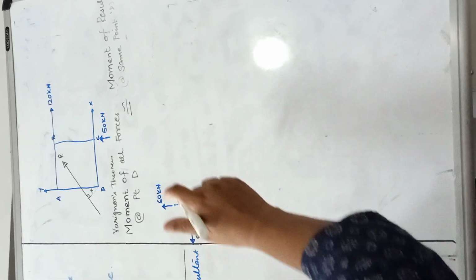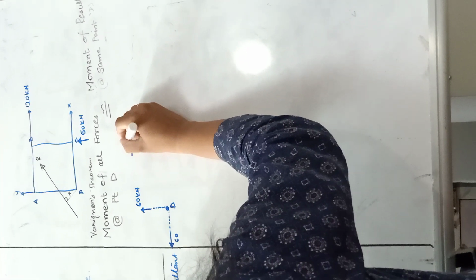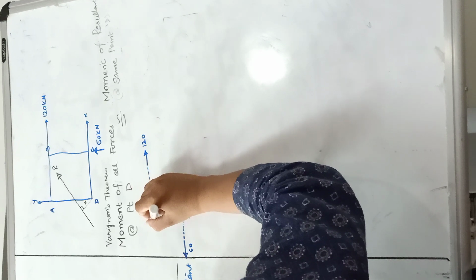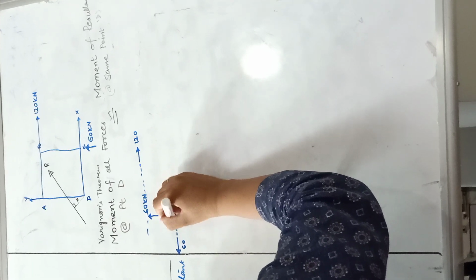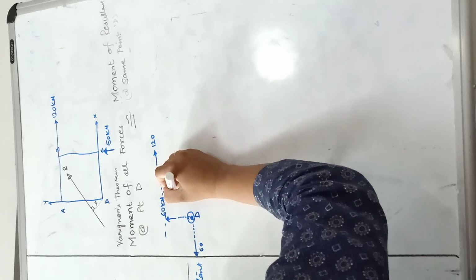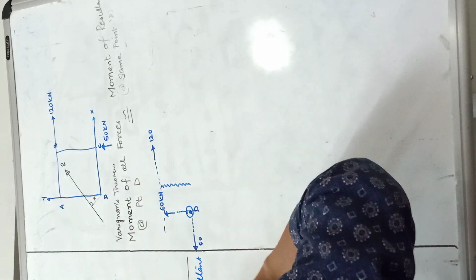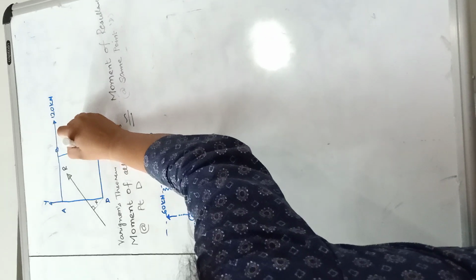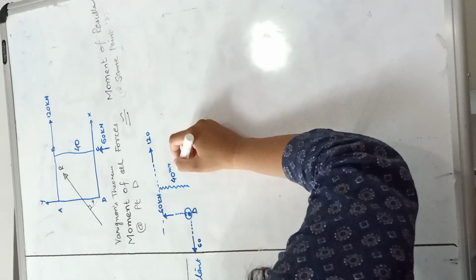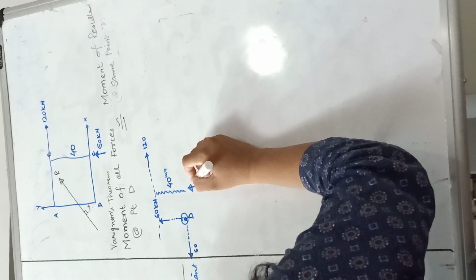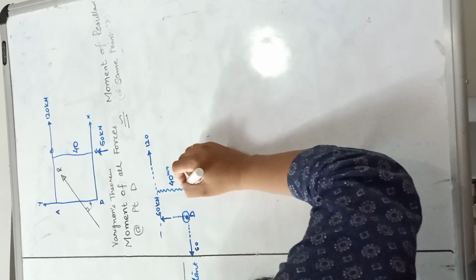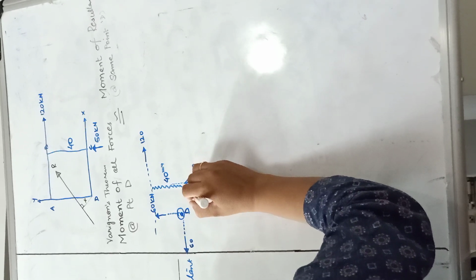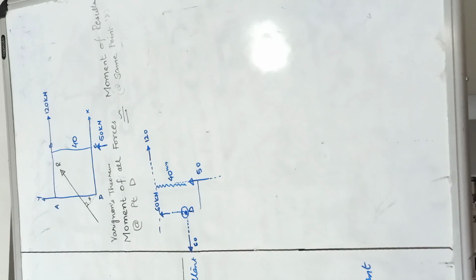But 120 is over here. If I extend the line of action of 120, it is not coinciding with the point D, and we have a perpendicular distance of 40 mm. Similarly, for the 50 kilonewton force, if I extend the line of action, is it coinciding with the point D? No. So it is also trying to produce moment.